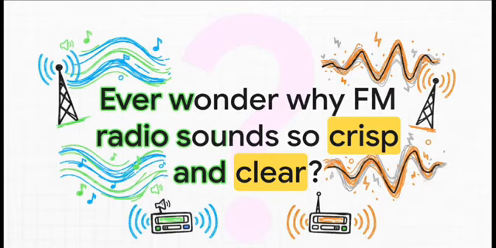You're in your car, you flip over to an AM station, and it's just a mess of static. But then you hit that FM button, and boom, it's crystal clear. So what's the deal? Why is there such a huge difference? Well, it all comes down to this really clever trick and how the sound gets packed into the radio wave.